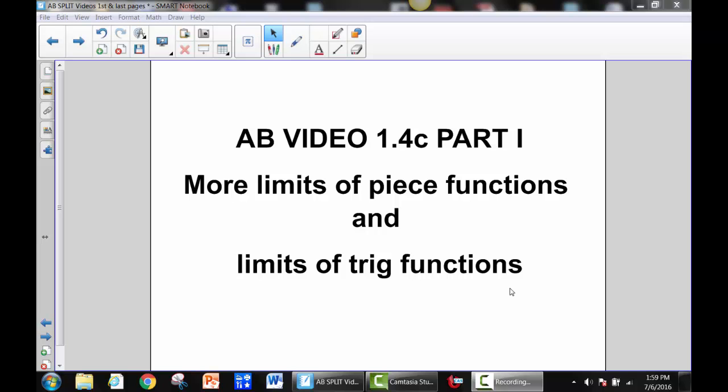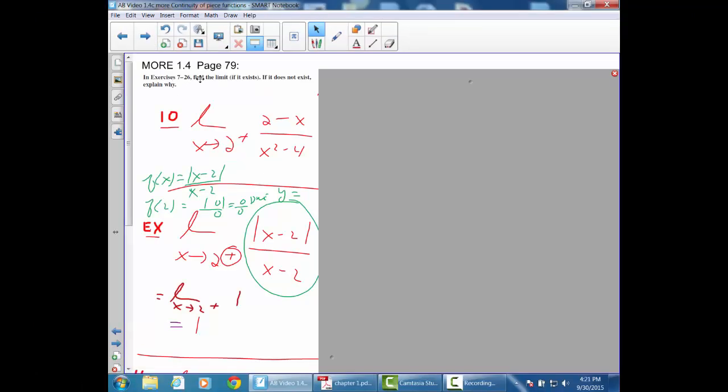Hi, welcome to AB Video 1.4c, Part 1, More Limits of Piece Functions and Limits of Trig Functions. So, this is still 1.4. If you look on page 79 in the book, we're looking at numbers 7 through 26. Basic question: find the limit if it exists. If it does not exist, explain why.